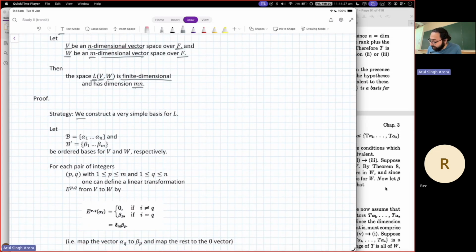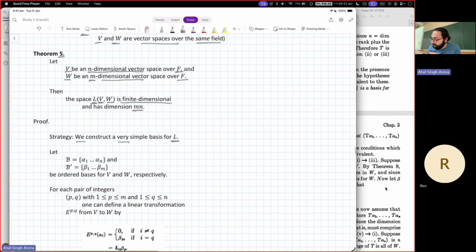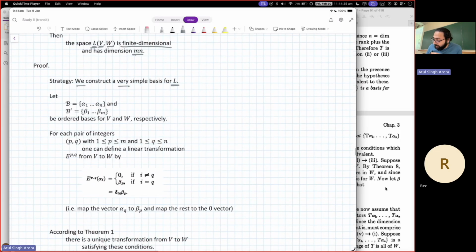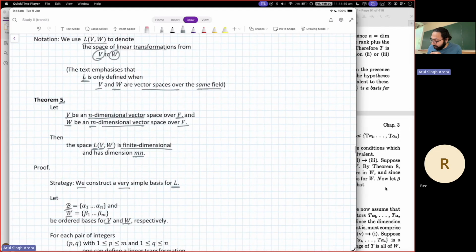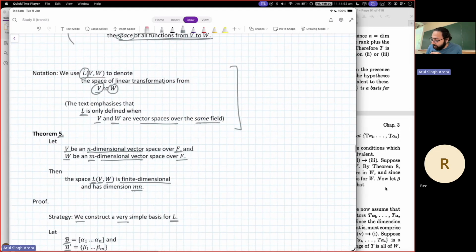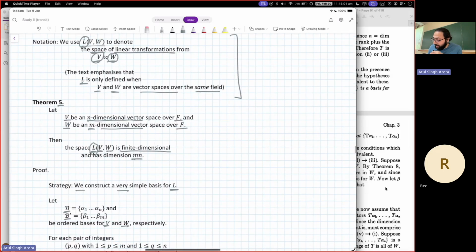So now the strategy is that we will construct a very simple basis for the set of linear operators from V to W. So let's see how to do that. Suppose that B is some ordered basis for V and B prime is some ordered basis for W. So this is the notation: L here is the space of linear transformations from the vector space V to the vector space W. What we are trying to claim is that this space L is actually a finite dimensional vector space, and it will have this specific dimension.